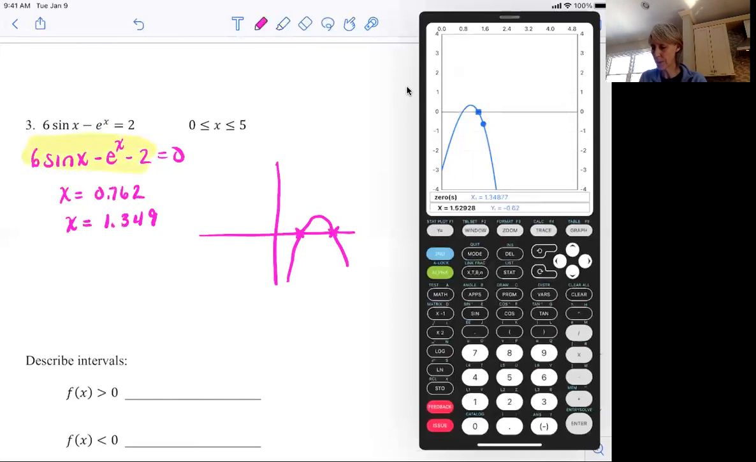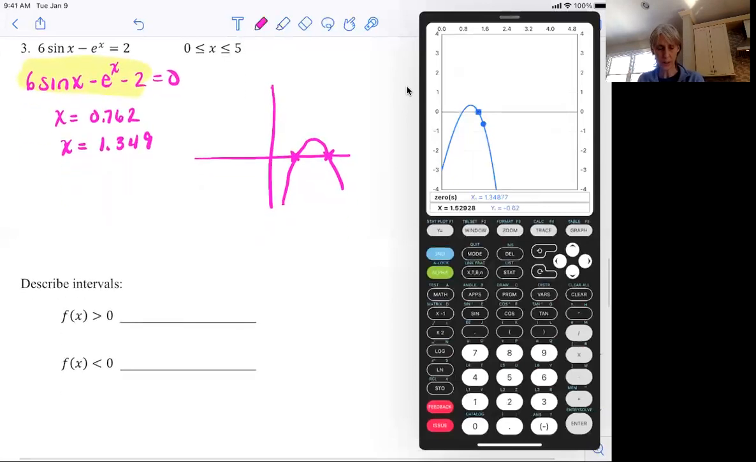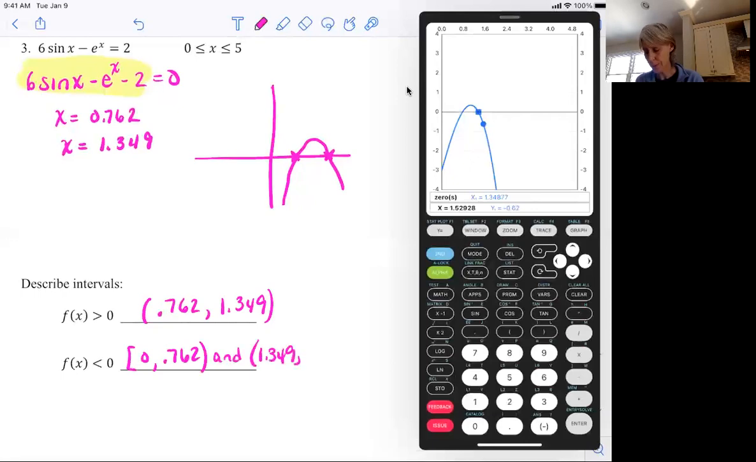equal to 0. Where is f of x greater than 0? From 0.762 to 1.349. And where is our function less than 0? 0 to 0.762 and 1.349 to 5. Again, if you put parentheses instead of brackets, that's really not an issue at this point in time.